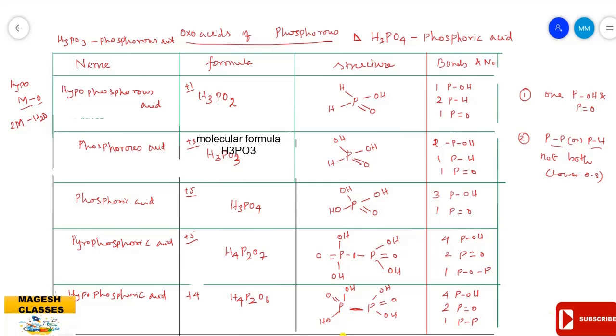Clear? Now the basicity of these phosphorus acids: hypophosphorus acid has 1 OH group, so the basicity is 1. Phosphorus acid has 2 P-OH, and the basicity is 2. Phosphoric acid has 3 P-OH, so it is 3. Pyrophosphoric acid has 4 P-OH, the basicity is 4. And hypophosphoric acid is also 4. Clear? So in this way we can write all the names and formulas.